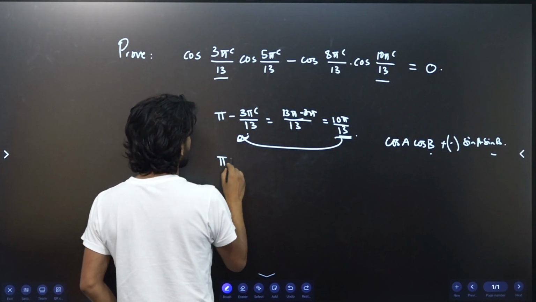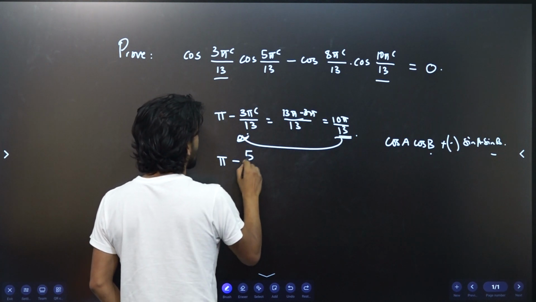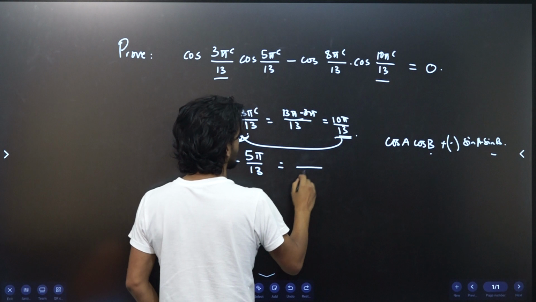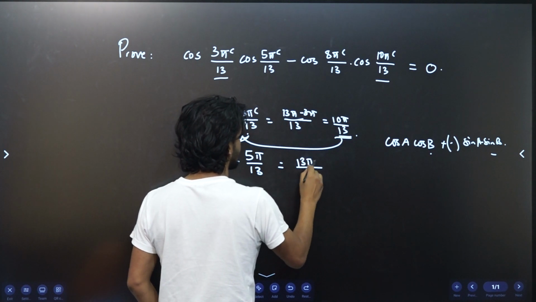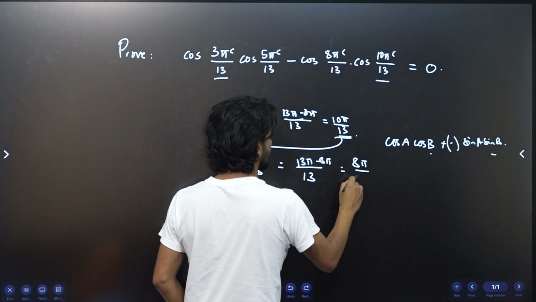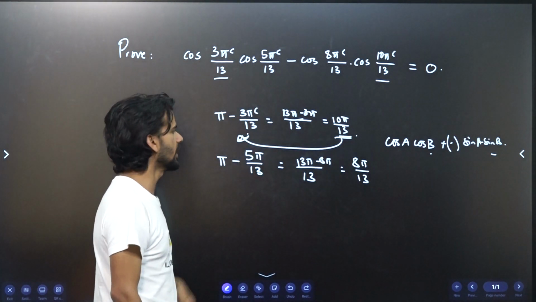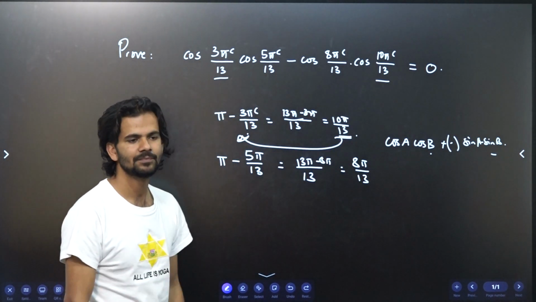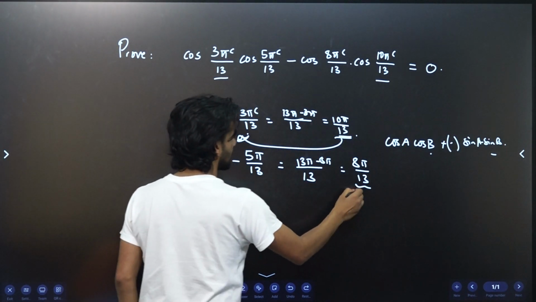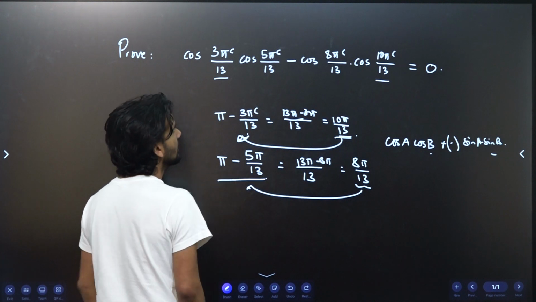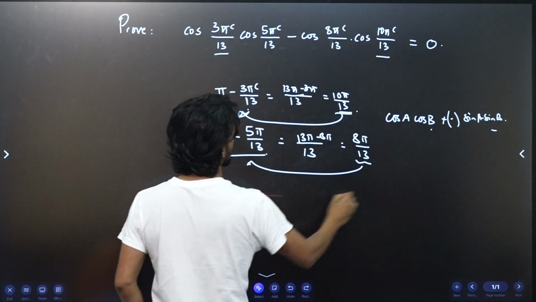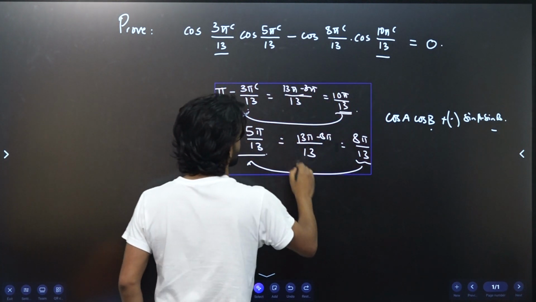Similarly, pi minus 5 pi divided by 13 is equal to 13 pi minus 5 pi, right? Equals 8 pi divided by 13. So 8 pi by 13 can be written as this. This one can be written as this. So that's the trick. That's the thing, you know. I think more or less we are done now, once we know this.